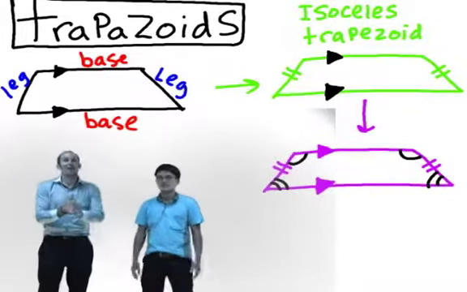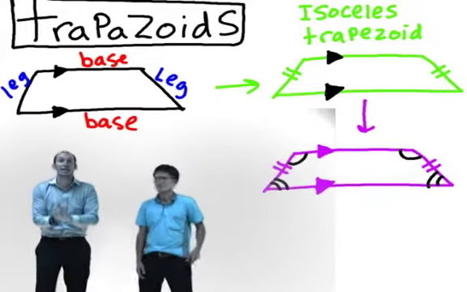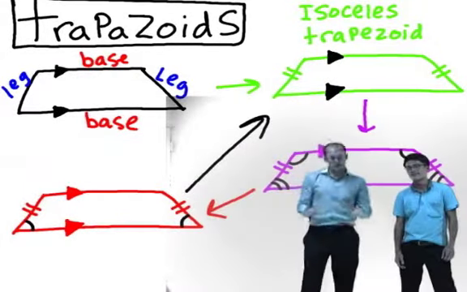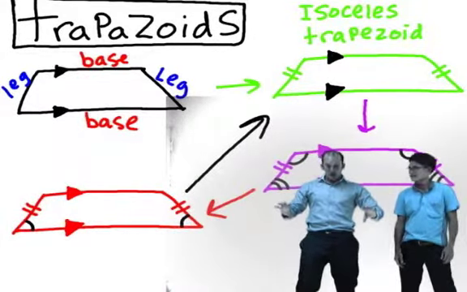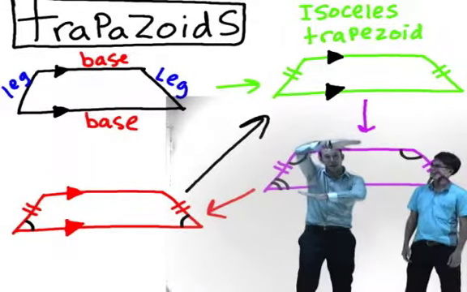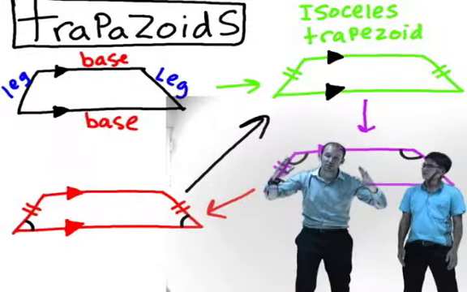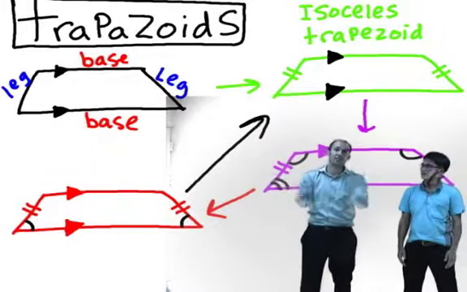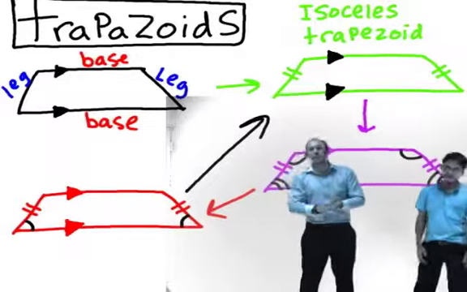And then also, if we take that isosceles trapezoid, we know if the bottom two angles are congruent and the two bases are parallel, then the two legs must also be congruent. So we have an isosceles trapezoid.